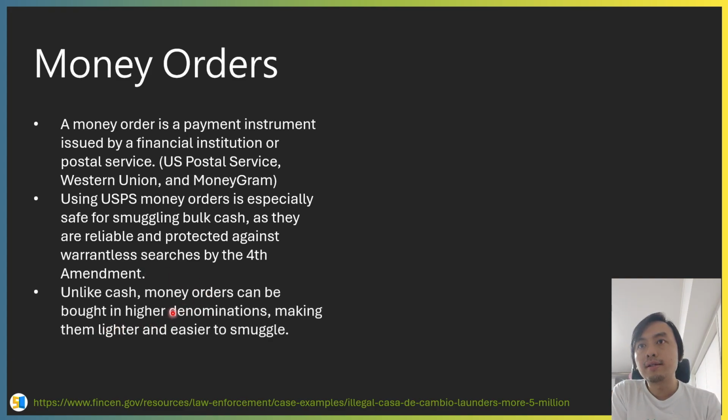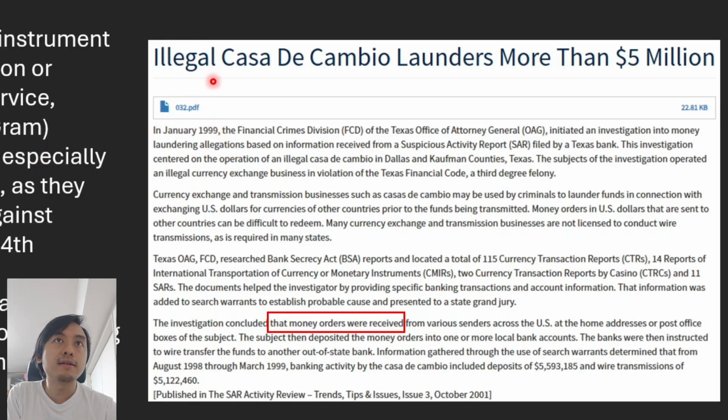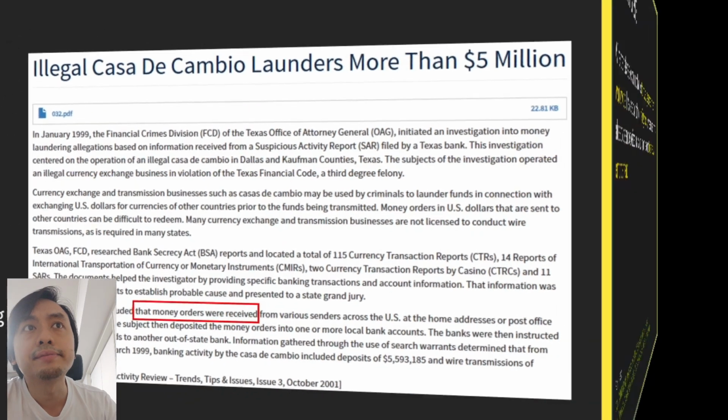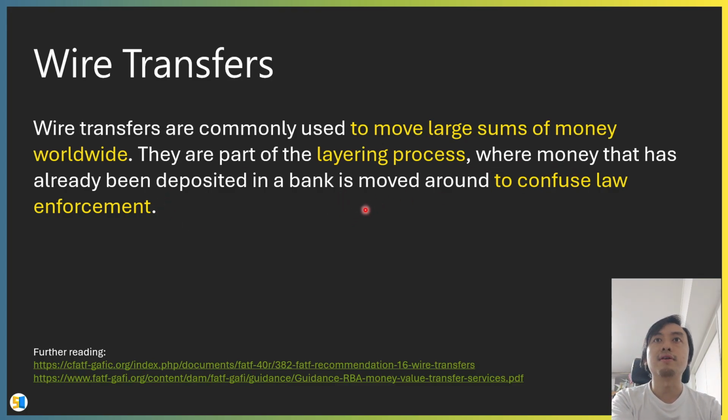This money order can be bought in higher denominations, making them lighter and easier to smuggle. A case study: an illegal Casa de Cambio laundered more than 5 million, and the investigation concluded that money orders were received. So they used money orders for the laundering process. Now, wire transfers. Wire transfers are part of the layering process, as I said before. They can transfer the money into different accounts to make it harder to track and to confuse law enforcement, by moving the money around into other countries and other accounts.